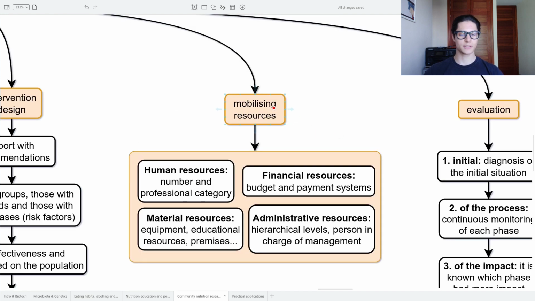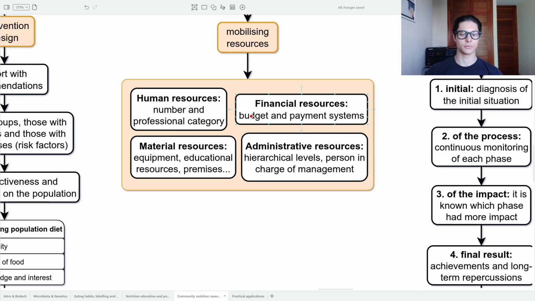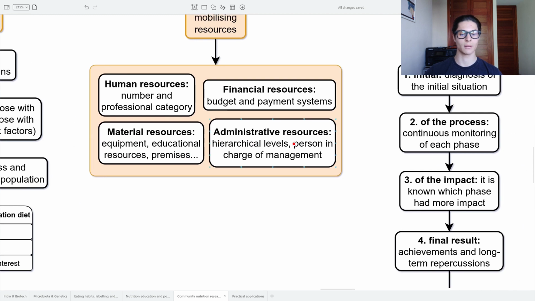In terms of mobilizing resources, so what do we need? Human resources for sure, so we have to say the number and the professional category. An example of this would be we need 20 nutritionists for this program. Financial resources, so the budget and the payment systems we are going to use. The material resources, such as equipment, educational resources, and premises. And the administrative resources as well. So we need to establish hierarchical levels and choose a person in charge of the management.